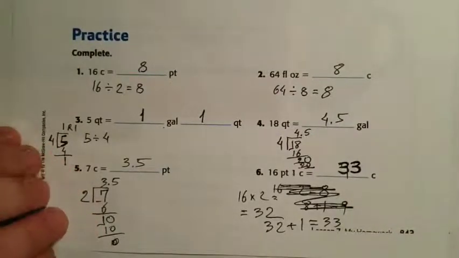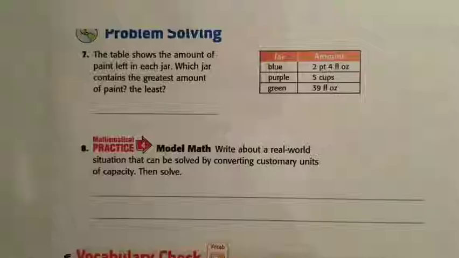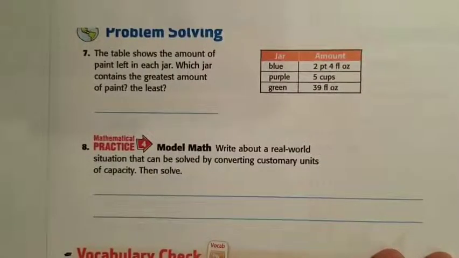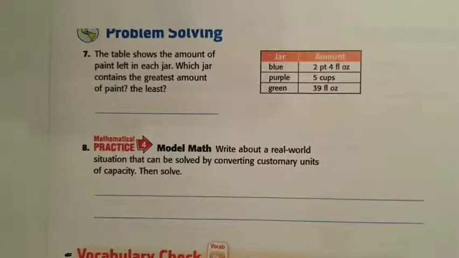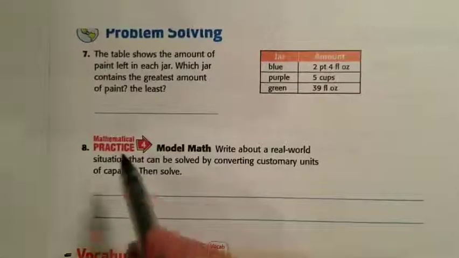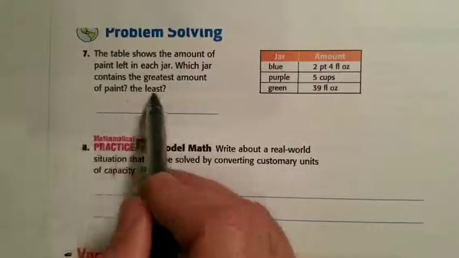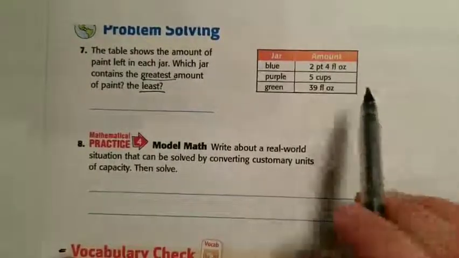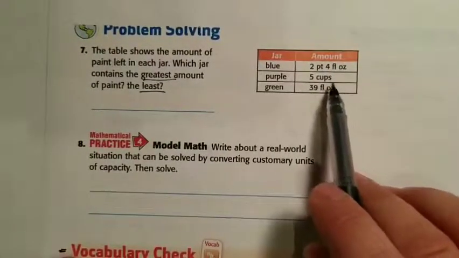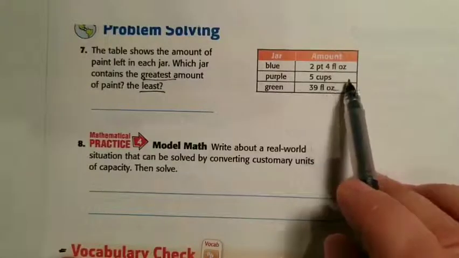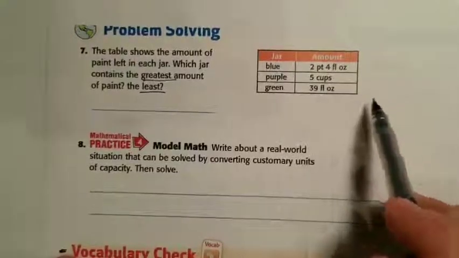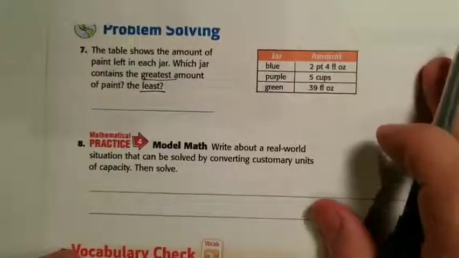Okay? All right, on to the next page. Number 7 says the table shows the amount of paint left in each jar. Which jar contains the greatest amount of paint and the least? So first we have to find out 2 pieces of information, right? Which one is the greatest and which one is the least. I can see that the easiest way to do this is converting everything to cups. This one is already in cups, this is in fluid ounces, or we can convert everything to fluid ounces.